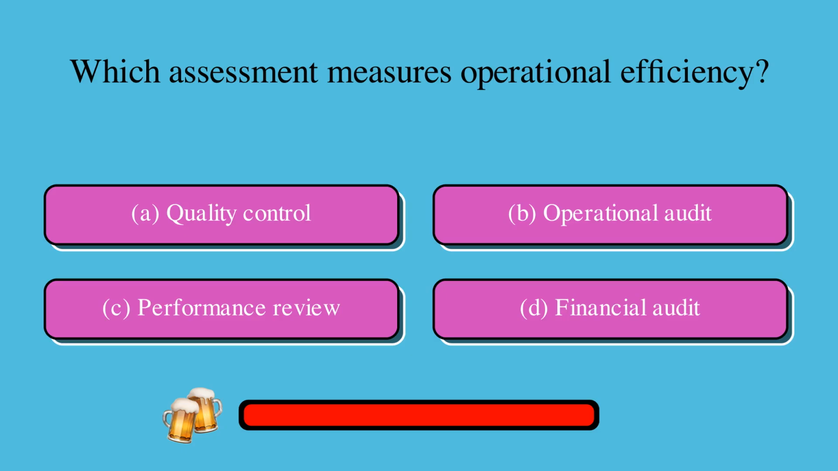Which assessment measures operational efficiency? Is it A, quality control, B, operational audit, C, performance review, or D, financial audit? The correct answer is B, operational audit.